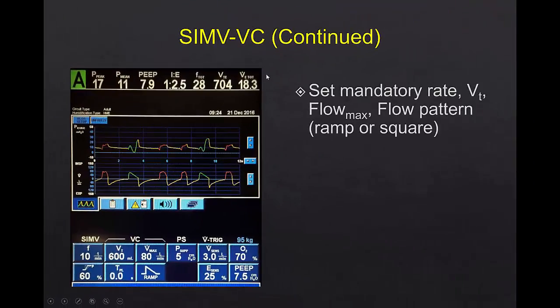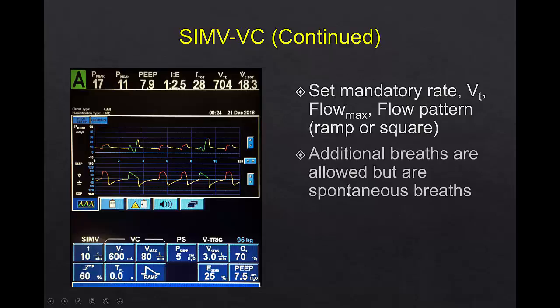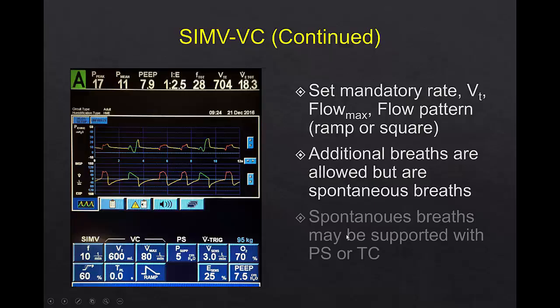So in summary, in SIMV-VC mode, we set a rate, we set the tidal volume, here it's 600, maximum flow, here it's 80, flow pattern, we usually pick a ramp, it's much more natural than a square wave. Additional breaths are allowed, but are all spontaneous. Spontaneous breaths may be supported with pressure support like they are here at 5, or we can even use tube compensation, which I talked about earlier.